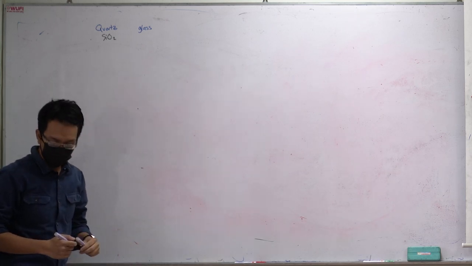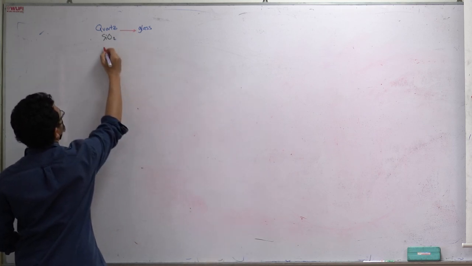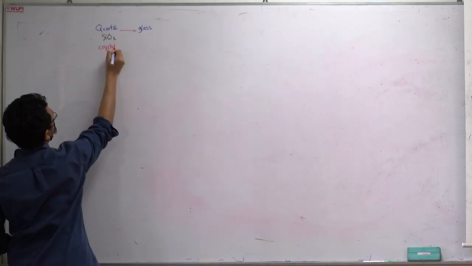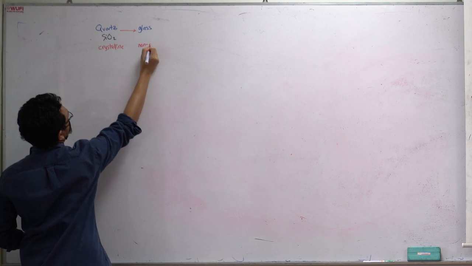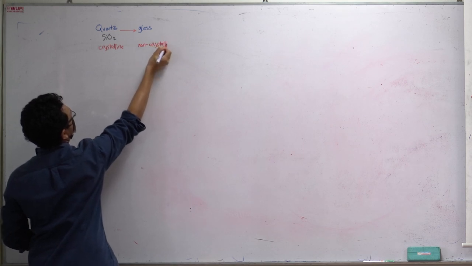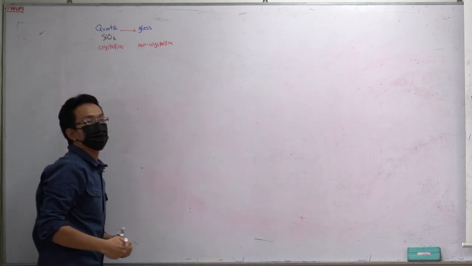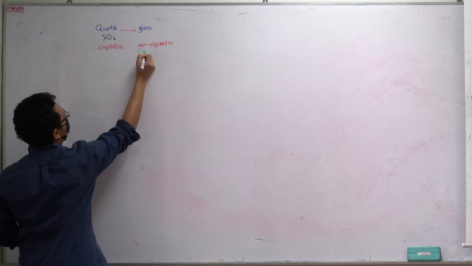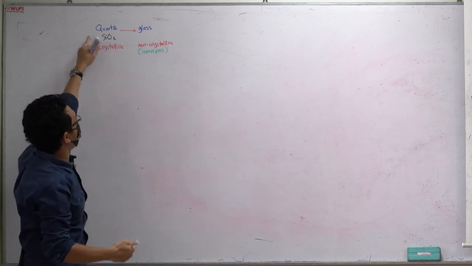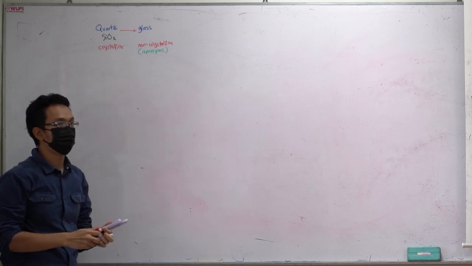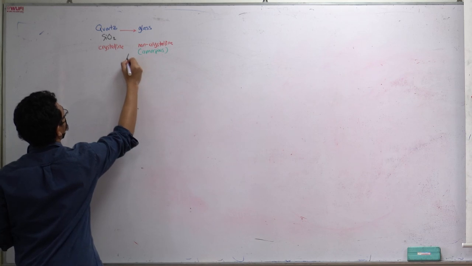The difference between this and this is that quartz is crystalline, and glass is non-crystalline. The other word for non-crystalline is amorphous. You can turn the quartz into glass by firing it at very high temperature, around 1200 Celsius.